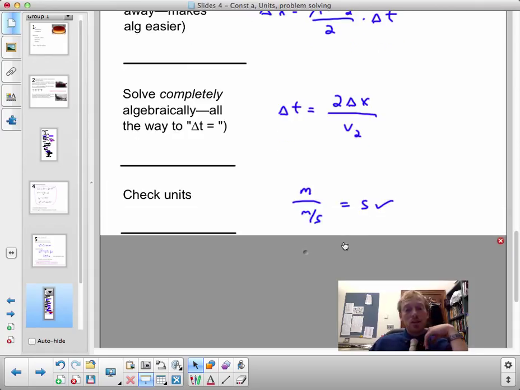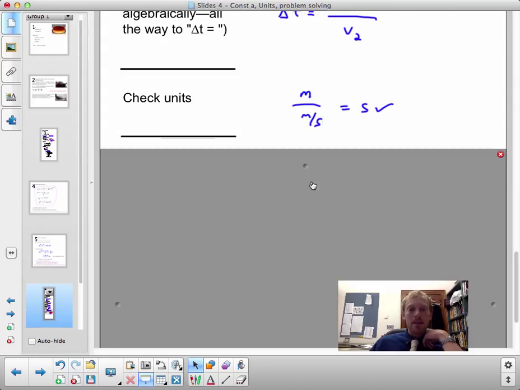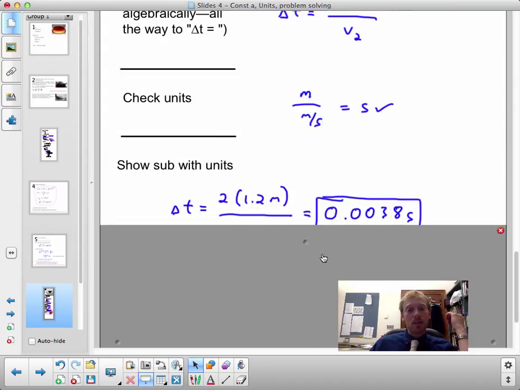Check to see that the units work. Remember I said that that was useful? We're saying that delta t is 2 delta x over v2. Well, is it possible that a length divided by a velocity would be an amount of time? Let's see, meters divided by meters per second. Yes, indeed, that is equal to seconds, because the meters cancel, and then the seconds is in the denominator of a denominator, so it's in the numerator.